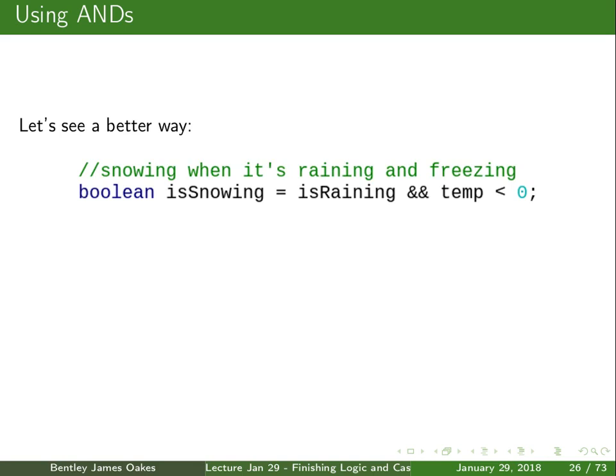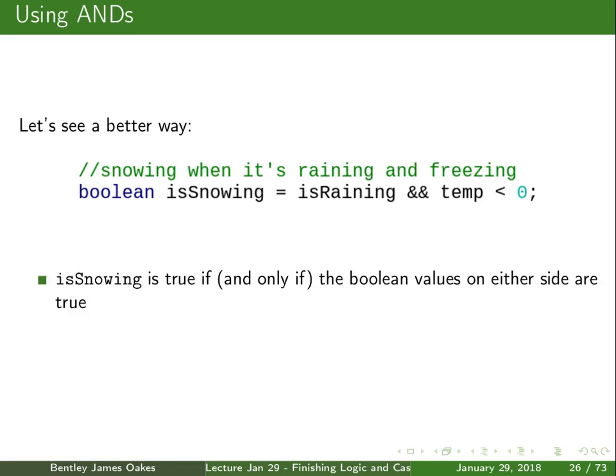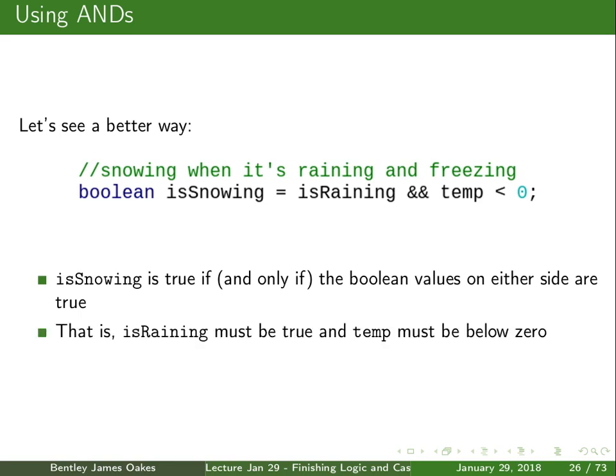I think that this is pretty clear. Boolean isSnowing is the result of testing whether it's raining and the temperature is less than 0. So isSnowing is true if and only if the Boolean values on either side are true. This variable is only true if this is true and this is true. If it's not raining or if the temperature is above 0, then it's not snowing. So isRaining must be true and temperature must be below 0. Any questions so far? Okay.